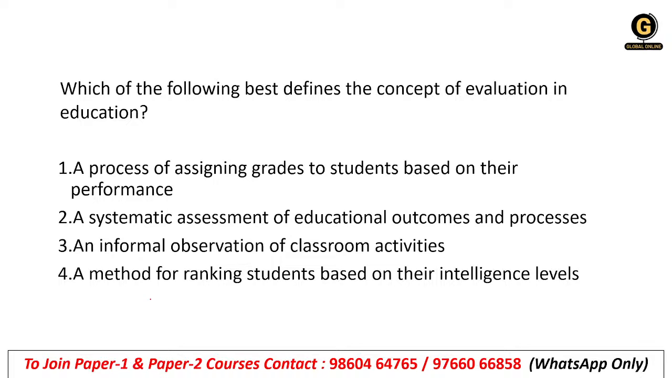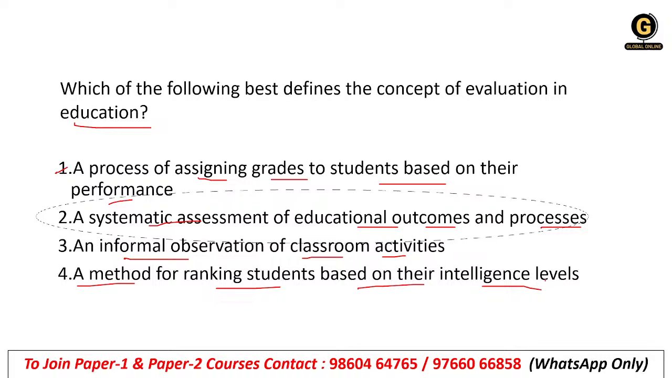Which of the following best defines the concept of evaluation in education? A process of assigning grades to the students based on their performance, a systematic assessment of educational outcomes and processes, an informal observation of classroom activities, or a method for ranking students based on their intelligence level? So the right answer is option B or 2, a systematic assessment of educational outcomes and processes.